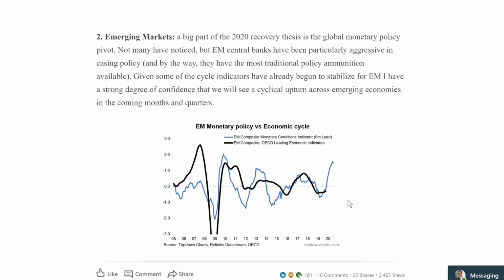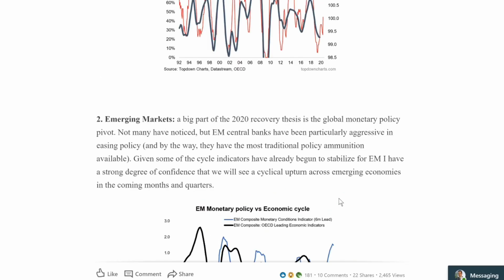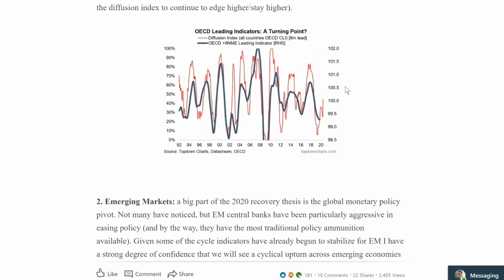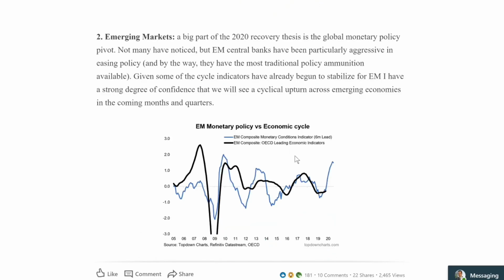I mean, that chart kind of speaks for itself there, and it's also why I would say, while I expect global growth to be turning up, I think it's going to be led by emerging markets, which is probably outside of what most people are thinking.